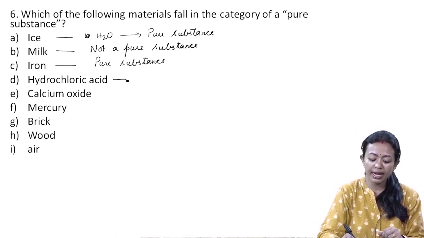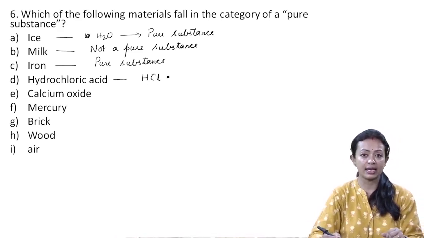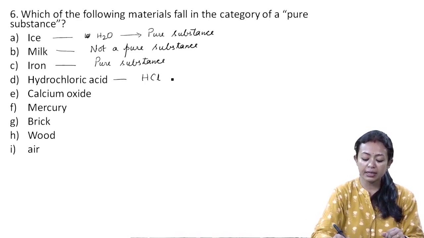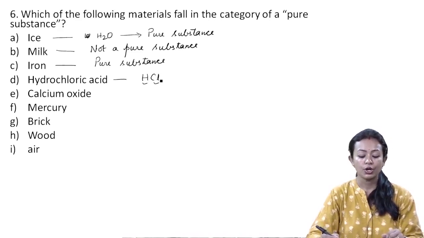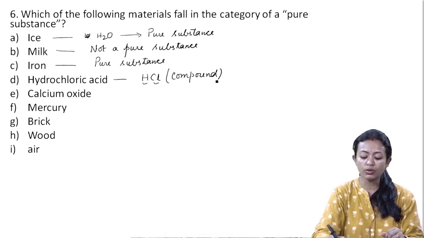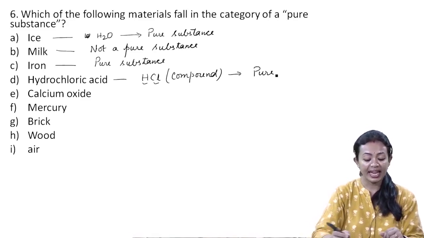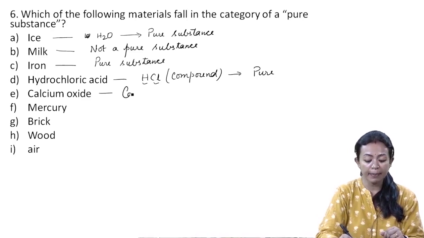What about hydrochloric acid? Hydrochloric acid has a chemical formula of HCl. Now, HCl means it has got hydrogen and it has got chlorine. And this is a compound. Because it is a compound, that means it is also pure. Calcium oxide, again a compound, and it is a pure substance.